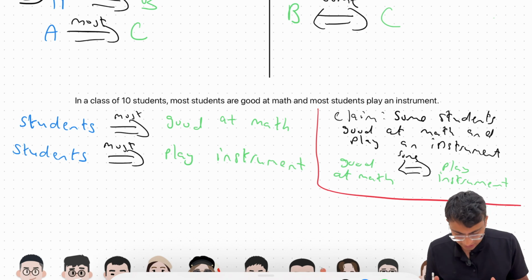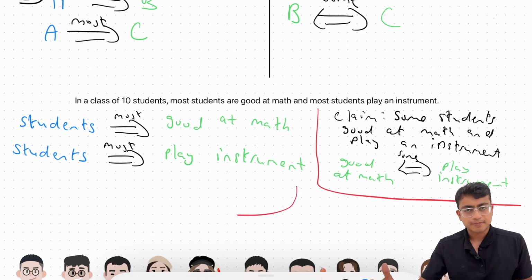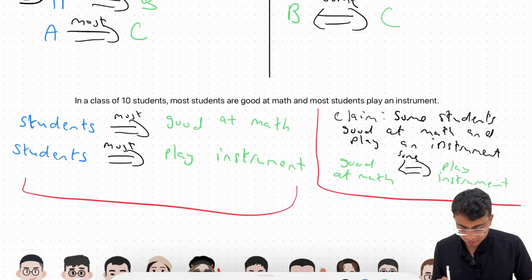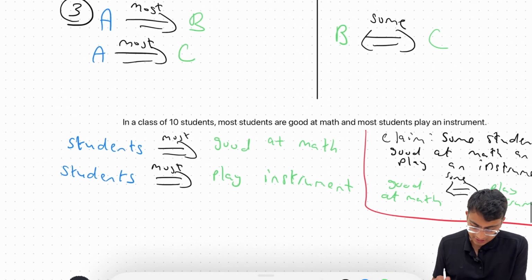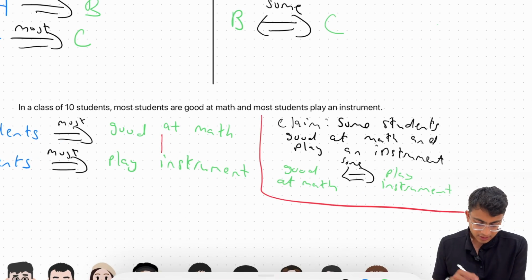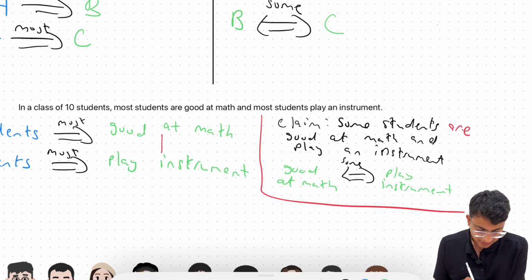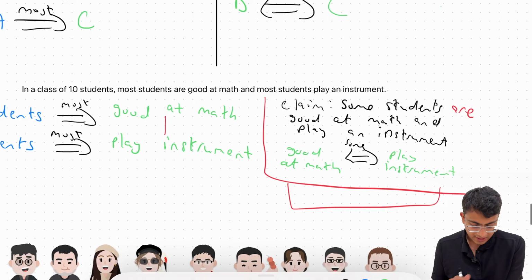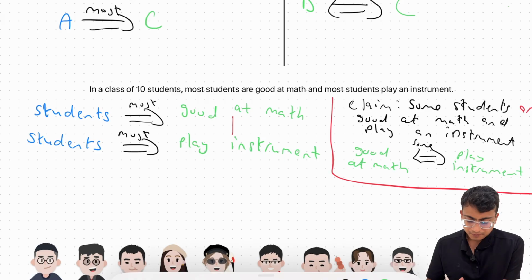In a class of 10 students, most students are good at math and most students play an instrument. So these would be my two most diagrams. And my claim is that I can actually make a some claim between these two. So some students are good at math and play an instrument. And this is what the diagram would be. Good at math and play instrument with a some arrow in between.